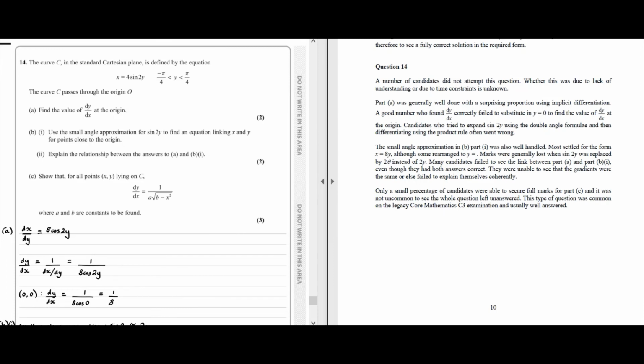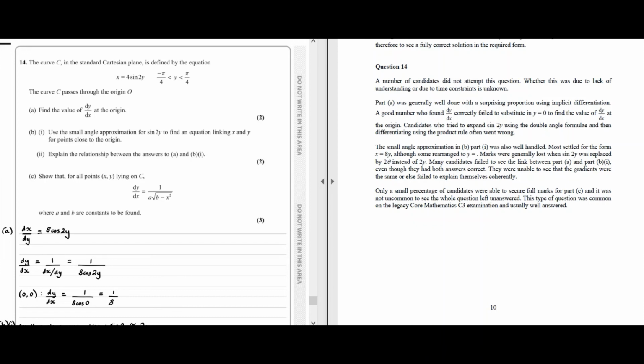Question 14, examiner report wise: a small number of candidates did not attempt this question. Whether this was due to a lack of understanding or due to time constraints is unknown. Part A was generally done well, with a surprising proportion using implicit differentiation. Don't know why you'd do that. A good number who found dy over dx correctly failed to substitute in y equals 0 to find the value of dy over dx at the origin. Candidates who tried to expand sine of 2y using the double angle formula and then differentiate using the product rule often went wrong. That's so much work for 2 marks.